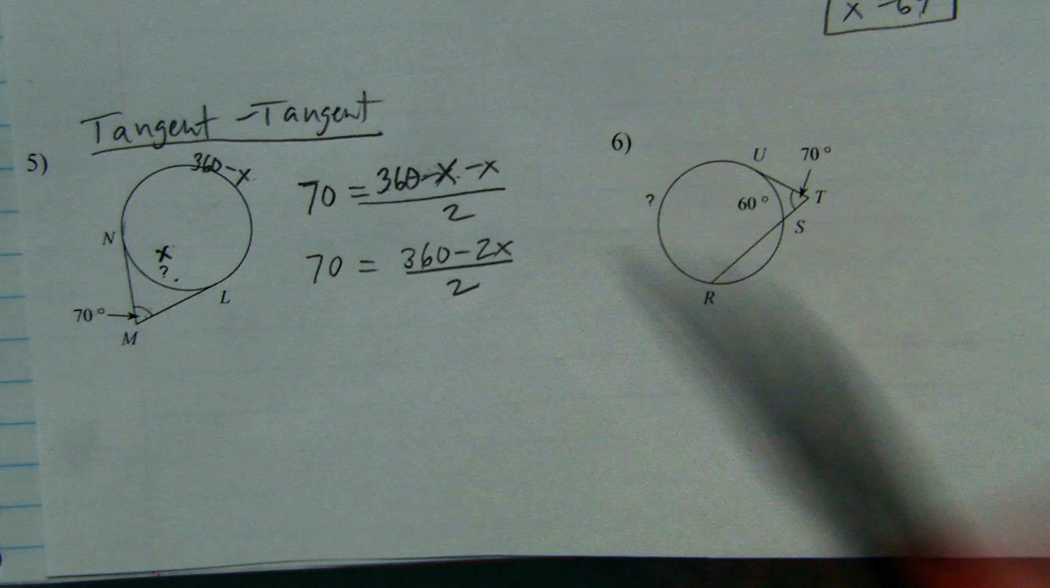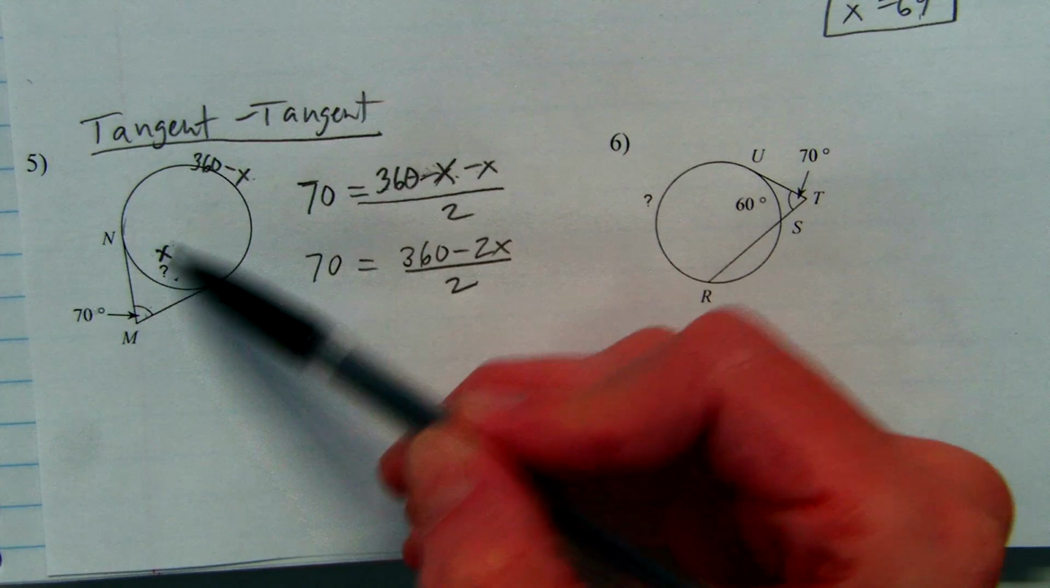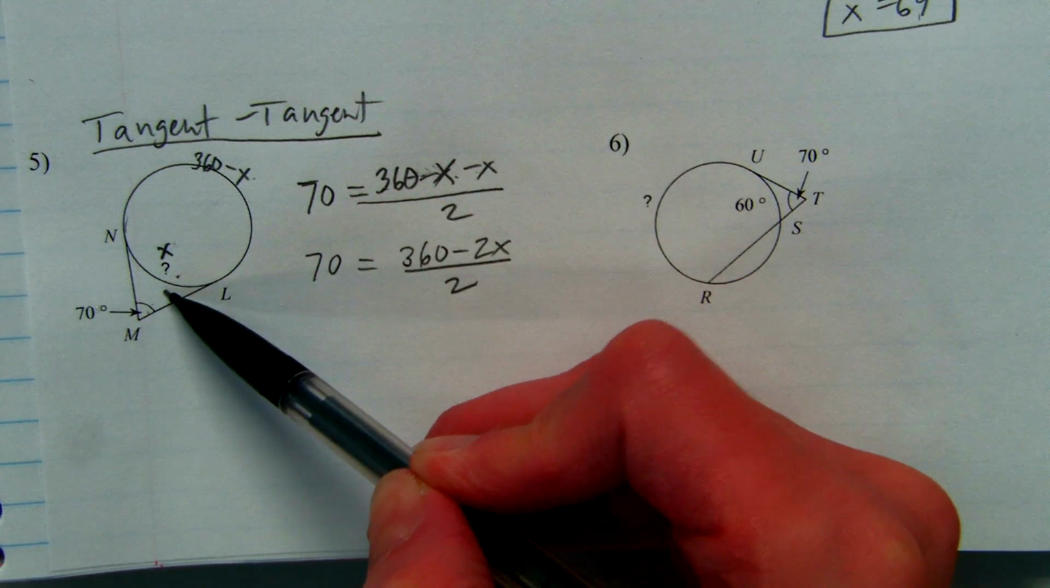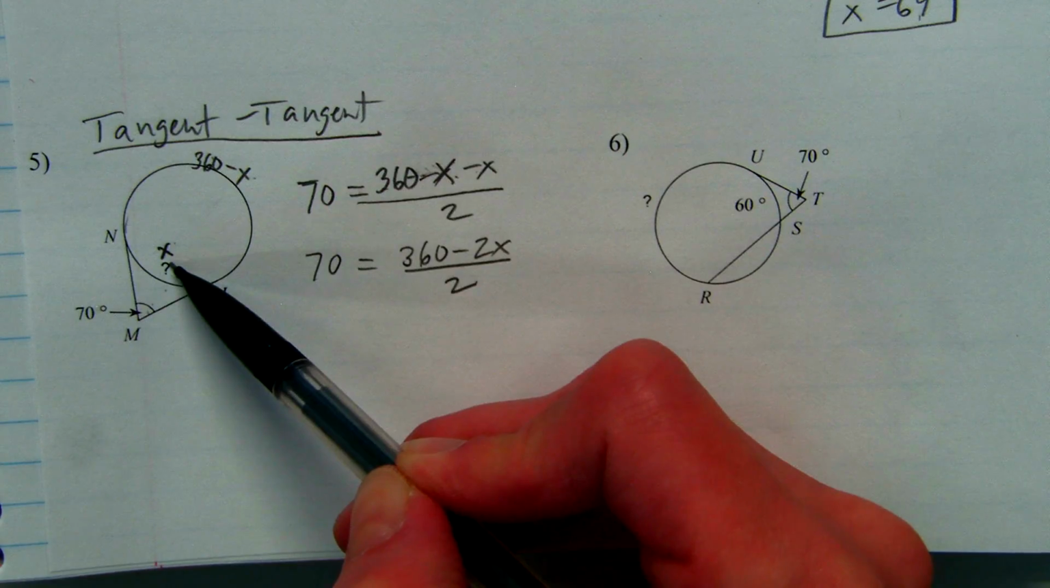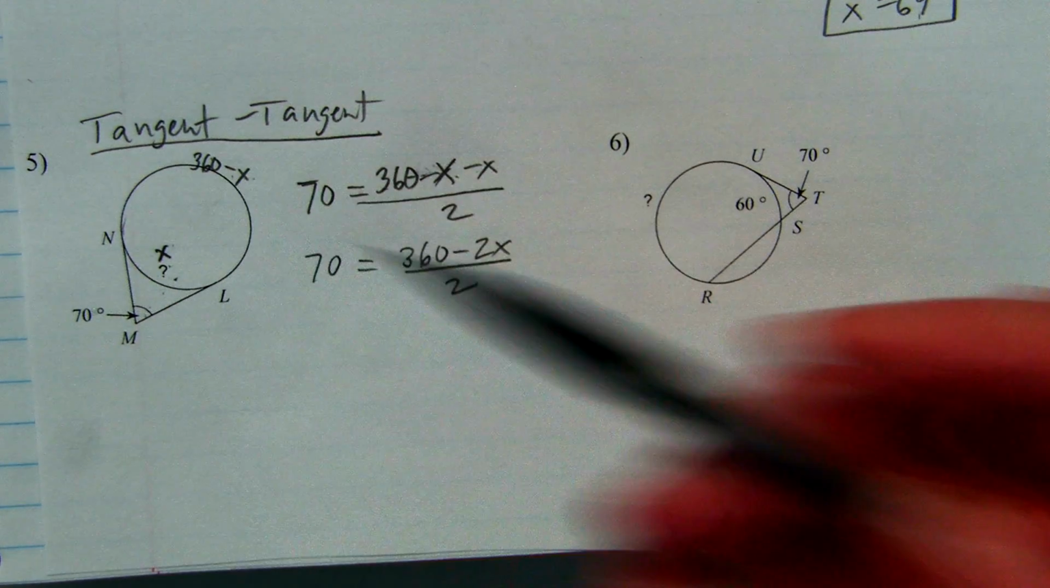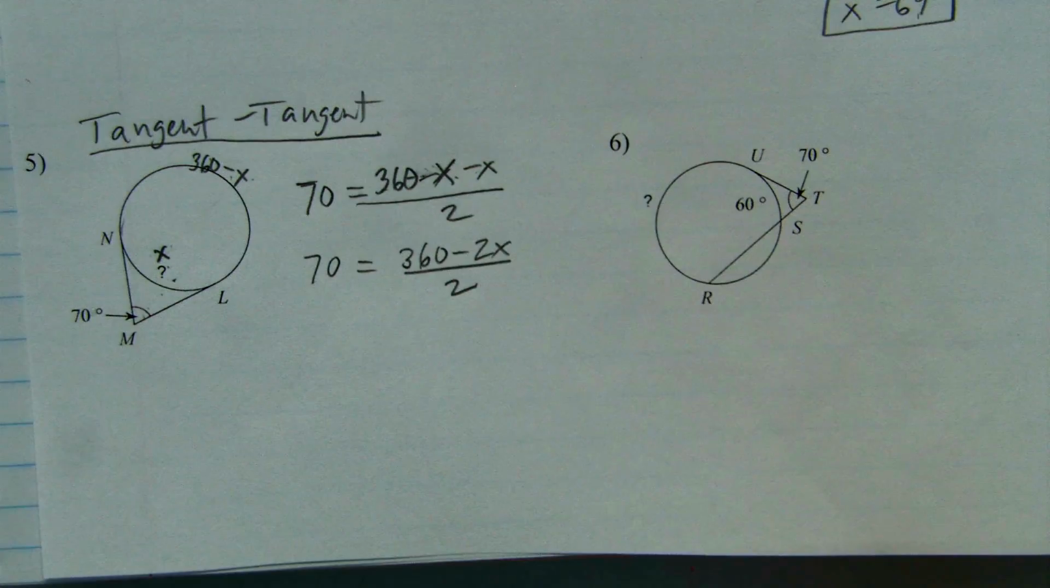But you have to know, if they don't give you either one of these, that that's what you need to do. The bigger one needs to have the 360, the smaller one needs to be x. Even if you're solving for the bigger one, in that case, you'd have to do a little bit of extra work.